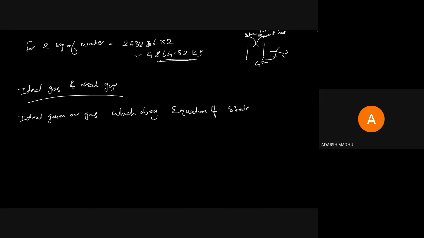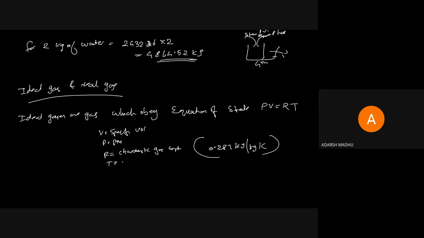Okay. PV equal to RT. Small v is there, right? Small v is there, not capital V. Small v is specific volume. P equal to pressure. R equal to characteristic gas constant, that is 0.287 kilojoule per kilogram Kelvin. T is the temperature. That is the equation of state.